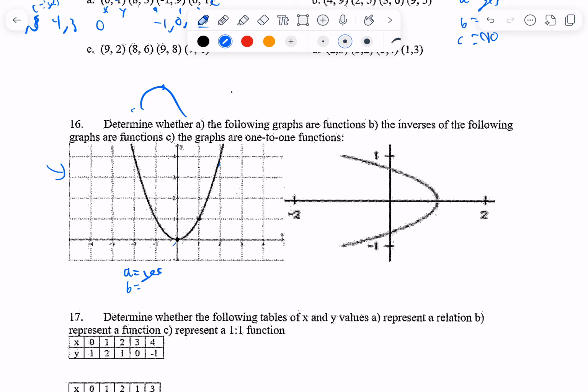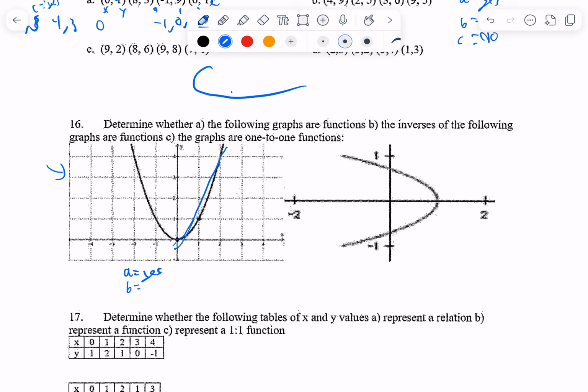When the graph is not one-to-one, that means... inverse means flipping the function across the diagonal line. Oh, okay. I was looking at this the wrong way. I thought the inverse was just a complete flipping over. That's a reflection, it's called. But no, it is not. It is when it's flipped over the diagonal, the y equals x line.